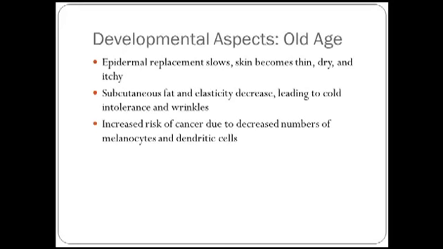Okay, developmental aspects with old age. As you get older, your epidermal layer will not replace as quickly, and if you notice when you see older individuals, their skin is typically thinner, they get cuts easier. The reason for that, like we were saying, is that the epidermal cells are dividing at a slower pace. The reason why you're going to get wrinkles and hangy skin is that the subcutaneous fat and the elasticity decrease. So if there's no fat to hold it in place, all of a sudden it's hanging, and there's no elasticity, so it can't recoil and wrap around the other tissues, which also leads to decreased insulation, which will make you more likely to get cold.